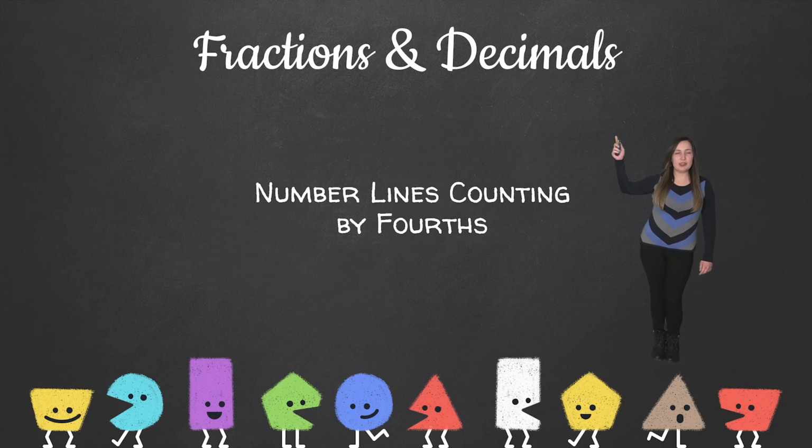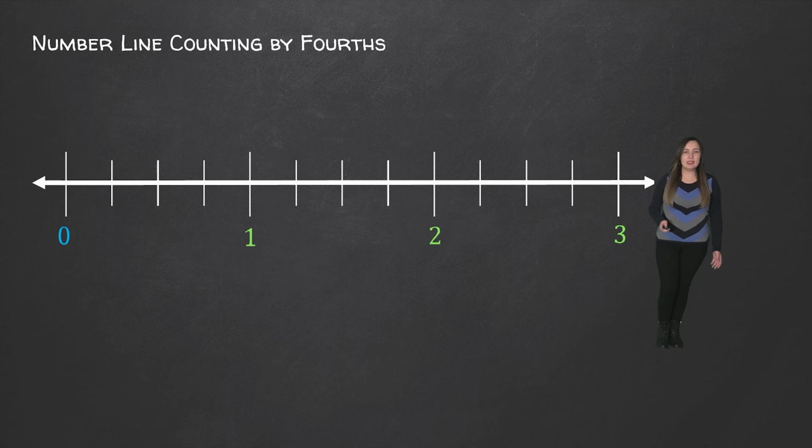Mathematicians, today we're going to be learning about fractions and decimals, more specifically about number lines counting by fourths. To get us started, here we have a number line, and notice that in between 0 and 1, we have 1, 2, 3, 4 spaces.